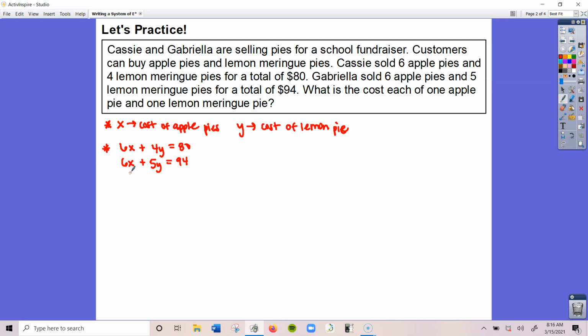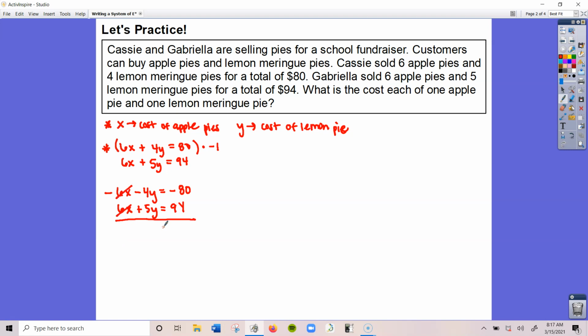So I would multiply one of these equations by -1 so that I could eliminate those x's. Does not matter which equation you choose, I'm going to choose to multiply the top equation by -1. That would make that equation -6x minus 4y is equal to -80. And my second equation would not change, so that's just 6x plus 5y is equal to 94. Now we can add these equations together.